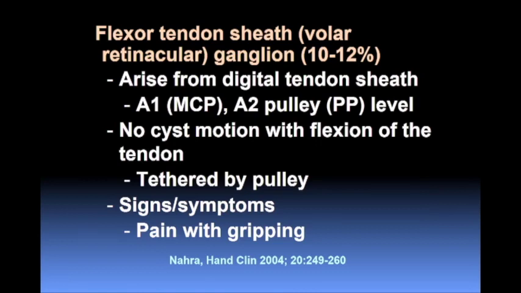These also can occur on the flexor side of the fingers. Patients will feel a little bump along their fingers, and most typically they arise either at the level of the A1 pulley, the metacarpophalangeal joint, or the A2 pulley, which is at the proximal phalangeal level. And these cysts, if you were to move your finger, are tethered by the pulley, whereas you can see the tendon itself moving, the cyst itself would not. And most of the time, these patients are asymptomatic, but if they were to grab something and grip it with their hand, then they would feel pain.